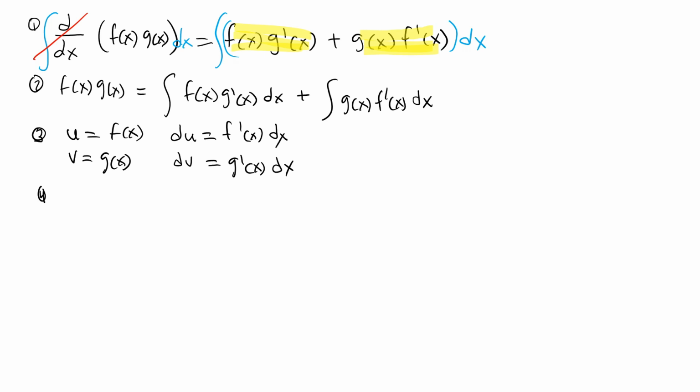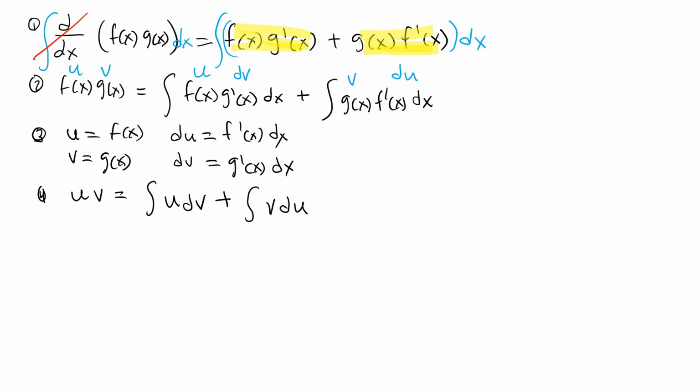Just use a different marker here. This is u, right? This is v. This is u. This is dv. This is v. This is du. So I'm just going to rewrite it here for our fourth step. We get uv equals the integral of u dv plus the integral of v du.